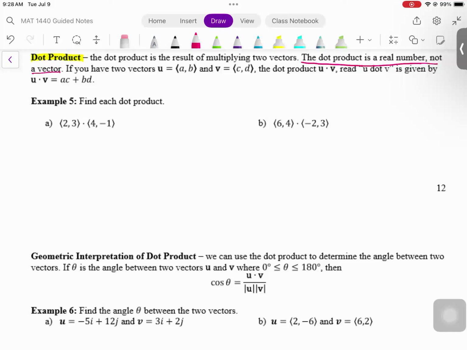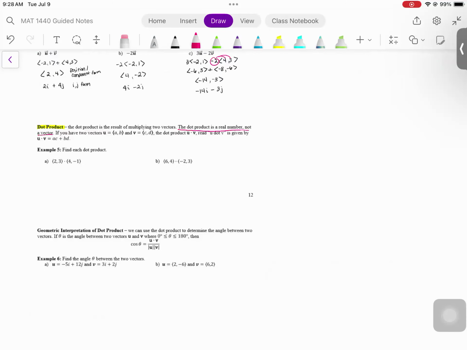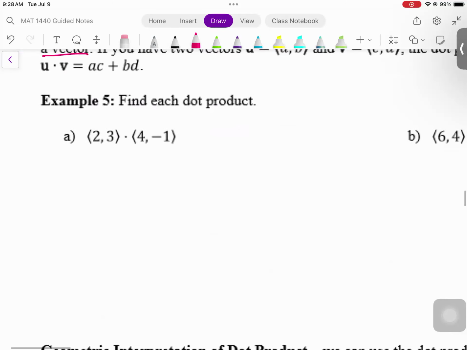Find each dot product. The dot product between vector ⟨2, 3⟩ and vector ⟨4, -1⟩. To find the dot product, we're going to do 2 times 4 plus 3 times -1. 2 times 4 is 8. 3 times -1 is -3. 8 minus 3 is 5. The dot product between those two vectors is 5.